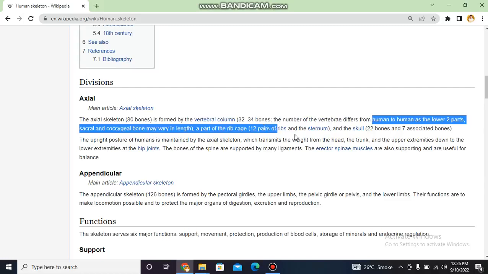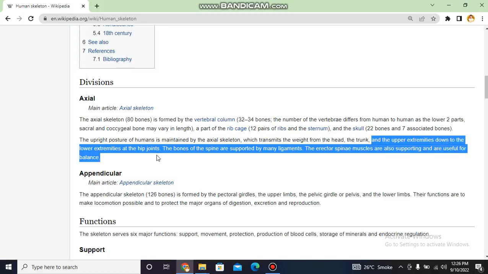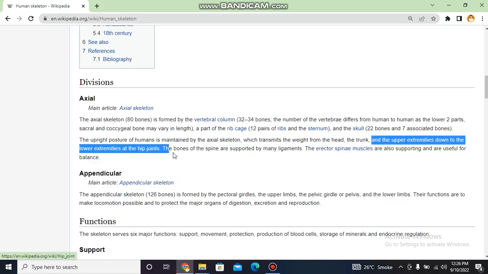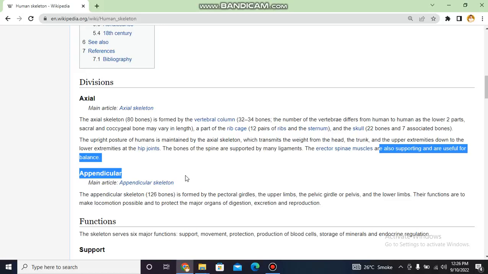A part of the rib cage is 12 pairs of ribs and the sternum, and the skull has 22 bones and 7 associated bones. The upright posture of the human is maintained by the axial skeleton, which transmits the weight from the head and the trunk and the upper extremities down to the lower extremities at the hip joint. The bones of the spine are supported by many ligaments. The erector spinae muscles are also supporting and are useful for balance.